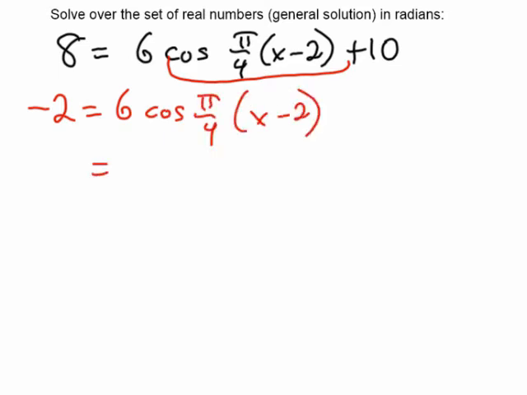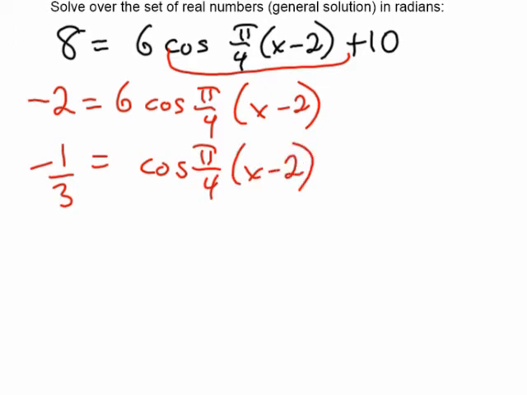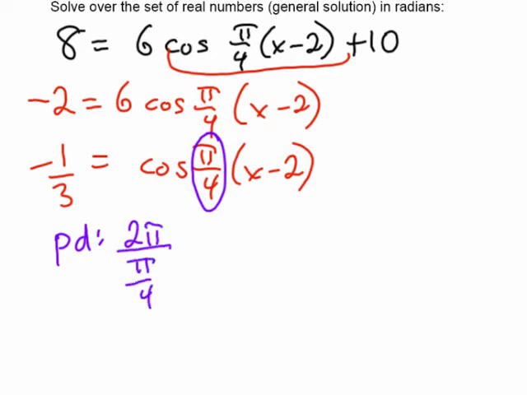Divide by 6, which would be negative 1/3. I'm going to move to my calculator in a moment. Just before I do that, a reminder that this number is the number that affects the period. So the period of the cosine graph here on the right, y equals that, would be 2 pi divided by b, which is 2 pi multiplied by 4 over pi, which comes nicely out to 8.